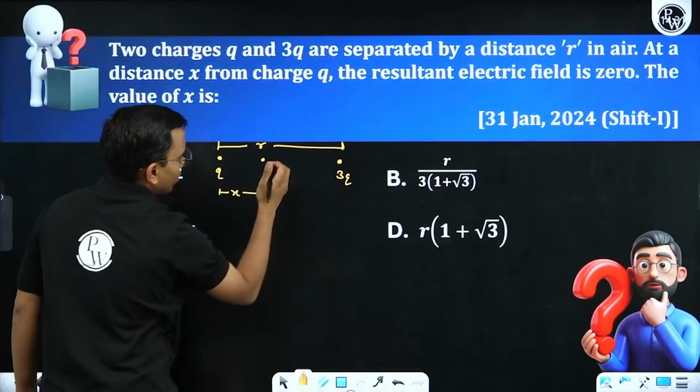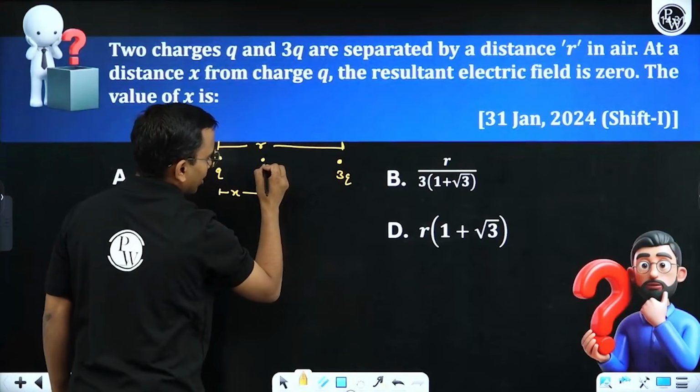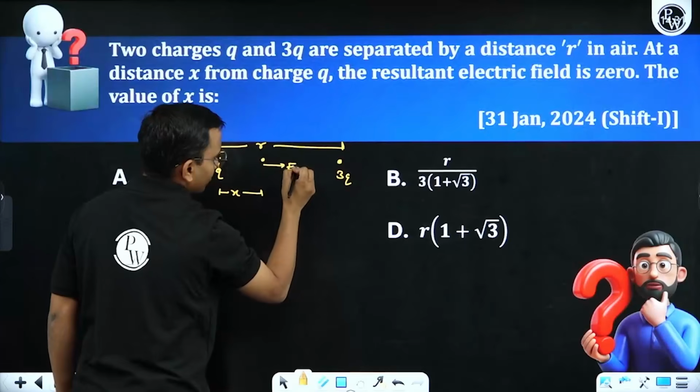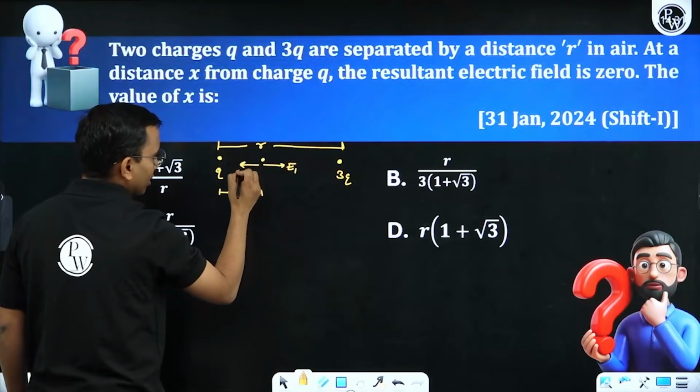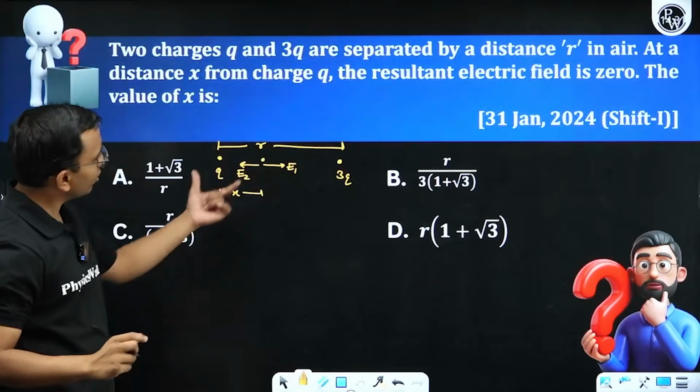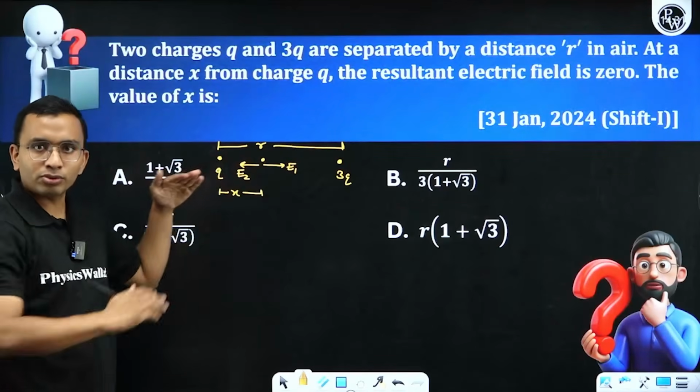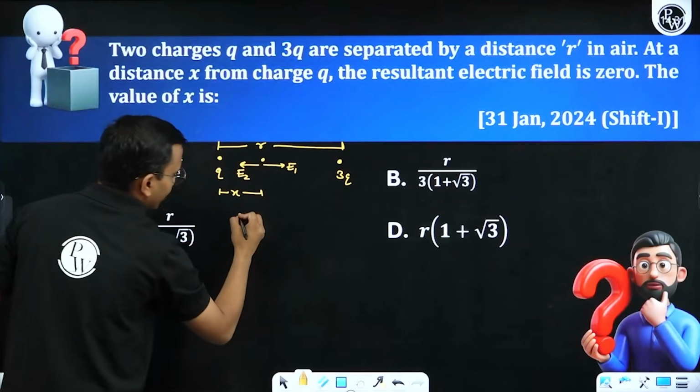Now, due to this q, the field is in this direction. Let us take this as E1. Due to this 3q, the field is in the opposite direction, E2. For the field to be 0, E1 is equal to E2, then only the two vectors will cancel. So, what is E1?